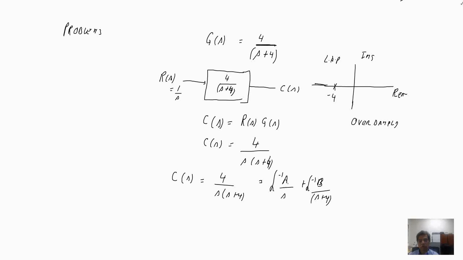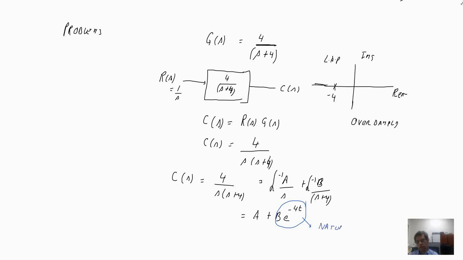The inverse Laplace transform of 1 over s is just 1, so you can write this as A. The inverse Laplace transform of 1 over s plus 4 is e to the power of negative 4t, times B. If you recall from all the discussion we have been having, this e to the power of negative 4t is called the natural response.